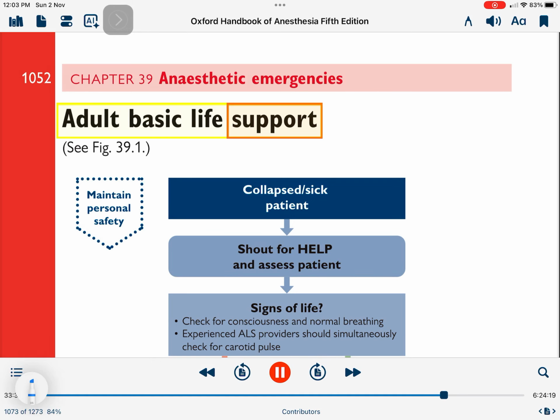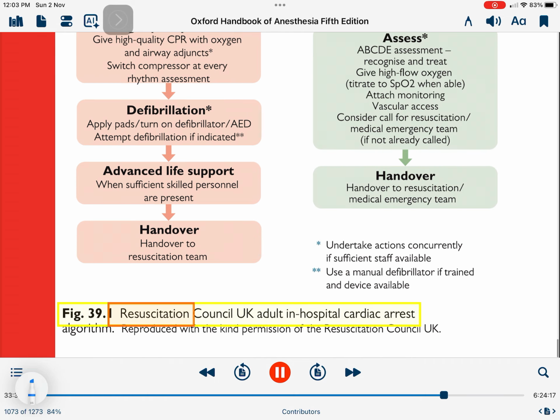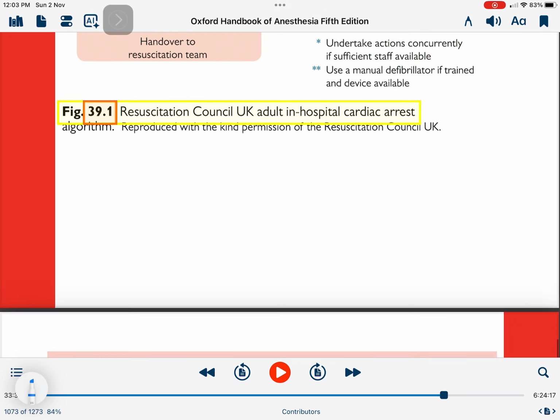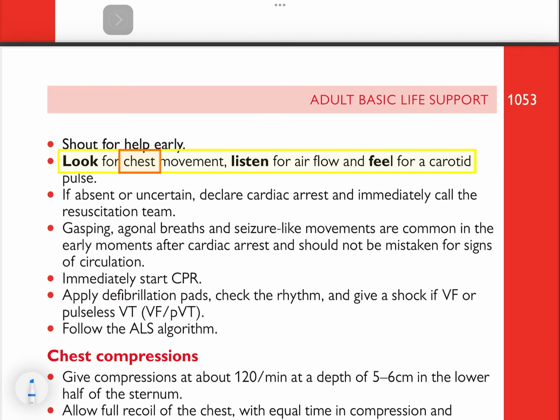Adult basic life support. See Figure 39.1. Figure 39.1 Resuscitation Council. Shout for help early, look for chest movement, listen for airflow and feel for a carotid pulse.